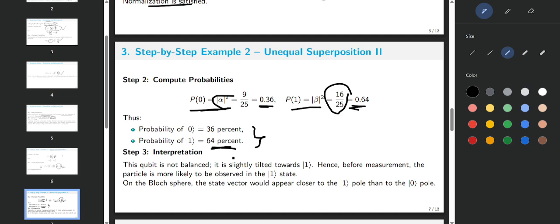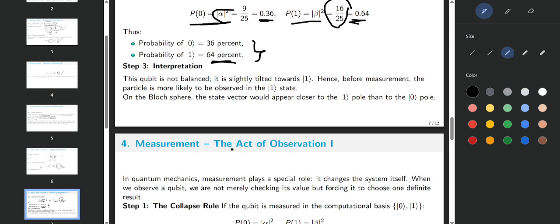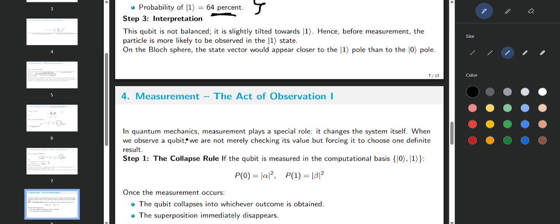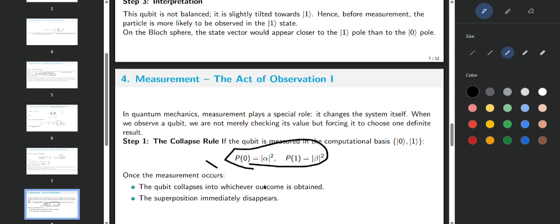Okay, moving on to measurement. Measurement is what makes quantum systems so special. In normal physics, when you check something, you do not change it. But in quantum mechanics, when you measure a particle, you change it. Initially the qubit will be at alpha ket 0 plus beta ket 1, with probabilities alpha square plus beta square. When we measure it, it will give one of two results: either 0 or 1.